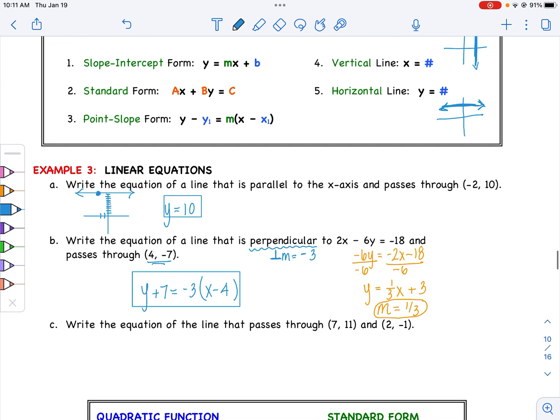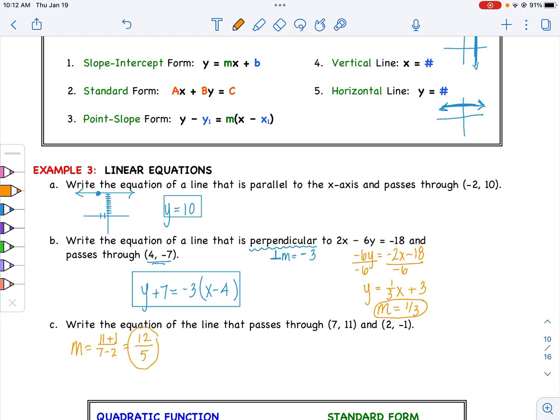Last example, write the equation of the line that passes through these 2 points. Well, in all of our equations, we need a slope. So that should be the first thing you do. Find your slope. Again, following the formula from the front page. It would be 11 minus -1 over 7 minus 2. So 12 over 5.